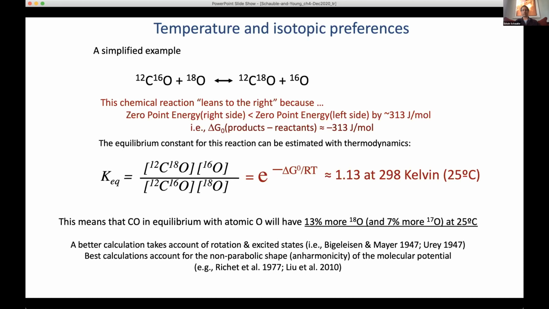You can do even a bit better by accounting for the fact that vibrations aren't really harmonic oscillations. There's anharmonicity in them because the potential is not perfectly parabolic for real molecules and for real solids. And this has been done for a number of small molecules by various people. There's a nice review by Richet in 1977, and it was rejuvenated by a nice paper by Liu et al. in 2010.